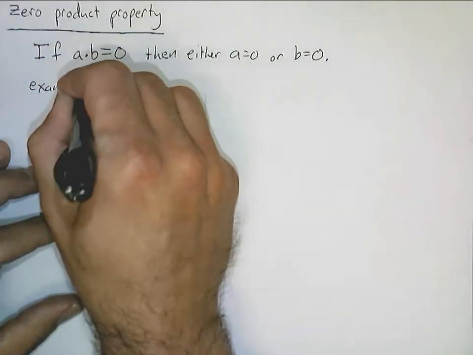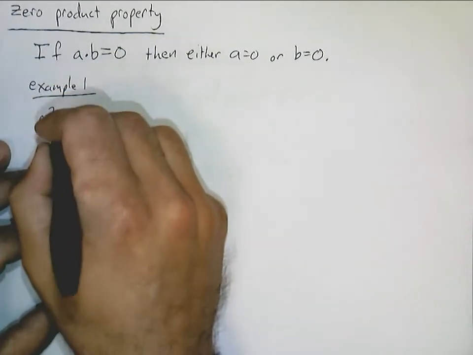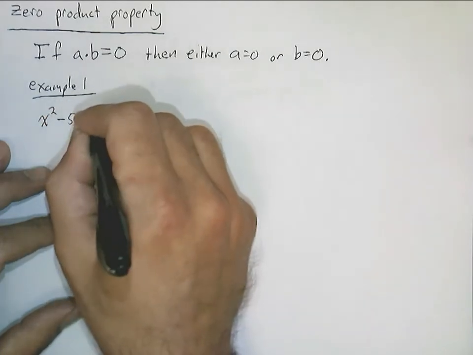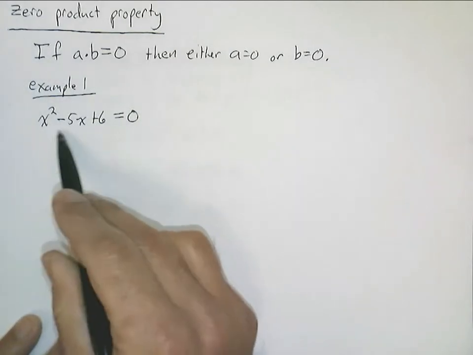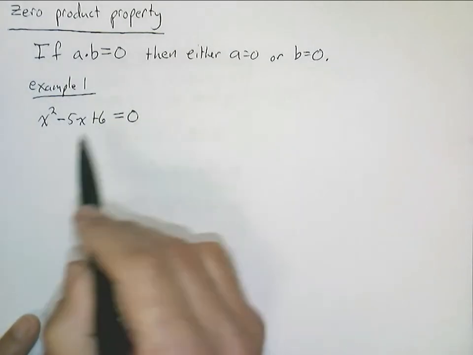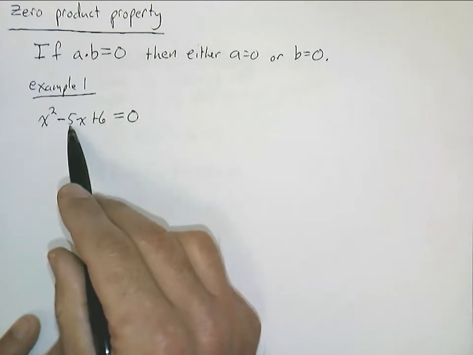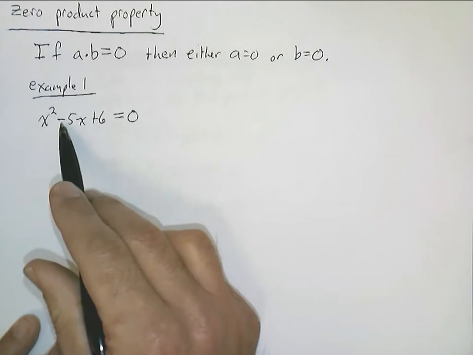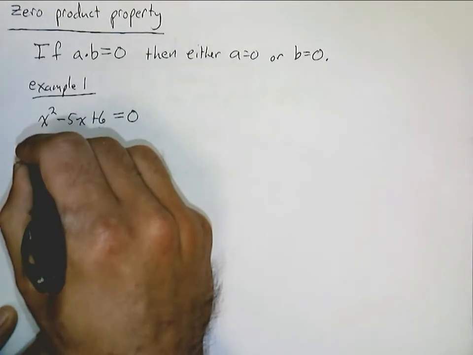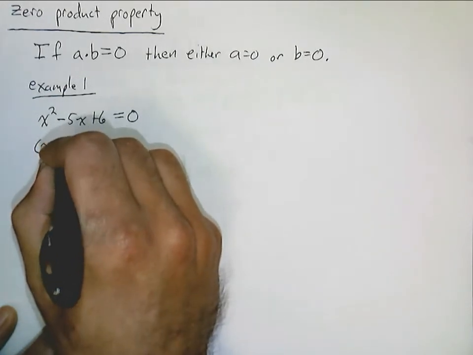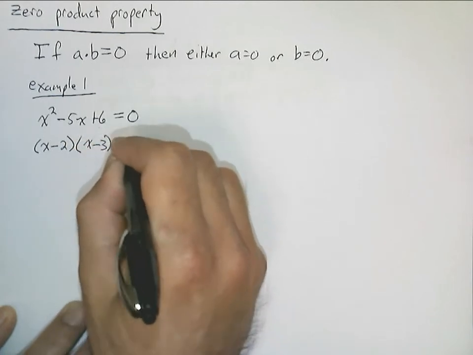So how we're going to use this, a quick example here, we'll call this example 1 for our zero product property. If we have, say, x squared minus 5x plus 6 equals 0, we can look at this and see if we can factor it. Well, yes, we can. 2 times 3 is 6, and 2 plus 3 is 5, but notice we wanted a negative 5, so how about we use negative 2 and negative 3? So this factors as x plus negative 2, or x minus 2, times x plus negative 3, or x minus 3, equals 0.